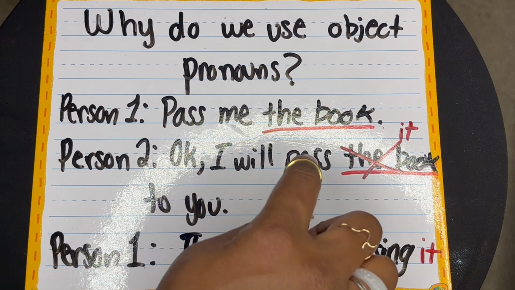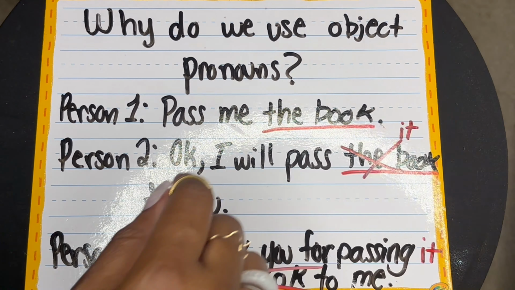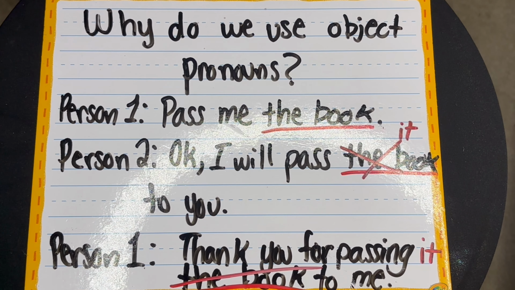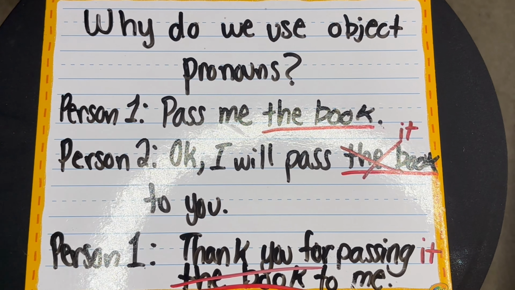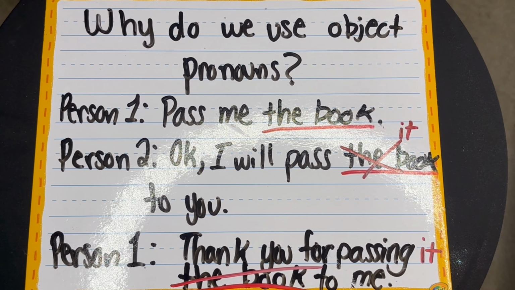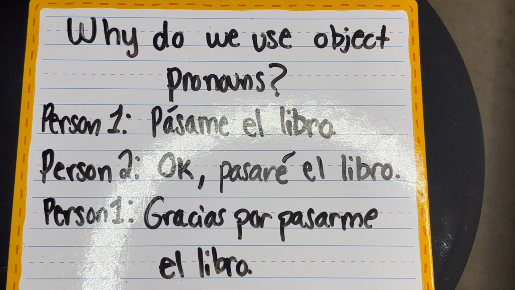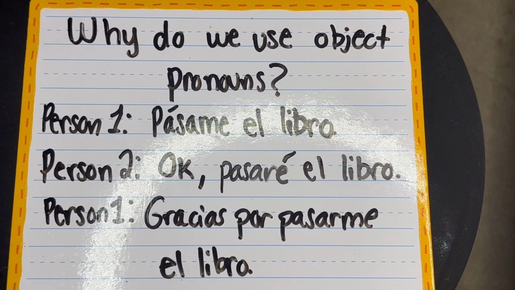We don't need to keep saying, thanks for the book, pass me the book, I'll pass that book. That's a lot, right? So we're going to use direct object pronouns to simplify our language, which makes it more natural. It functions the exact same way in Spanish. So let's look at this example.